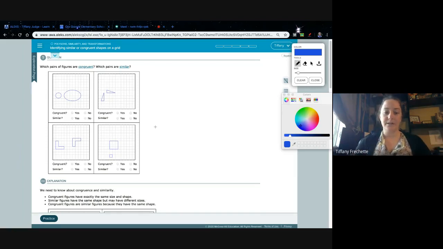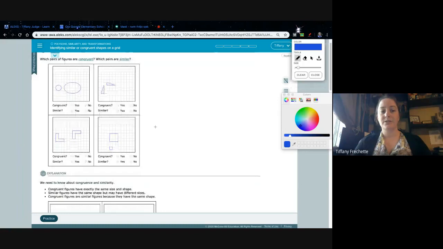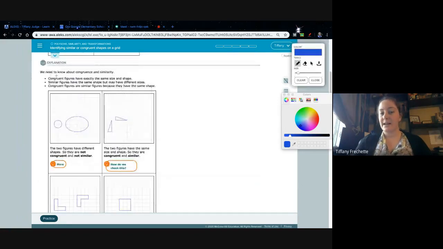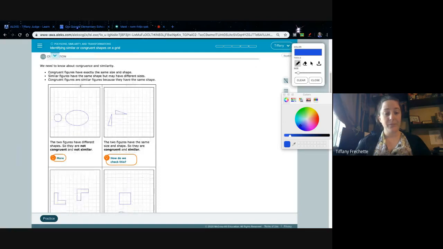So if we scroll down here, this actually gives us more definitions. So congruent figures have exactly the same size and shape, just like I said. Similar figures have the same shape, but may have different sizes, and it says may. Congruent figures are similar figures because they have the same shape. So if we mark it as congruent, we should also mark it as similar, is what they're saying.